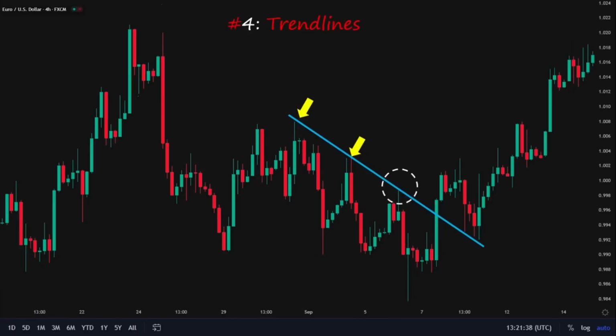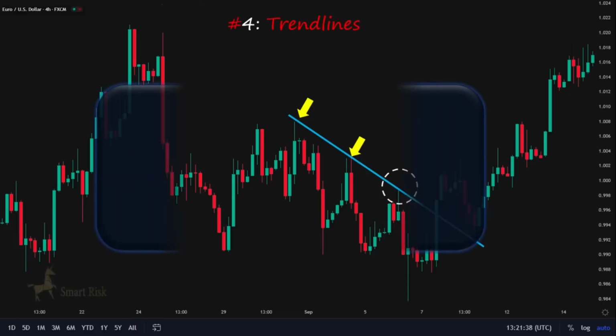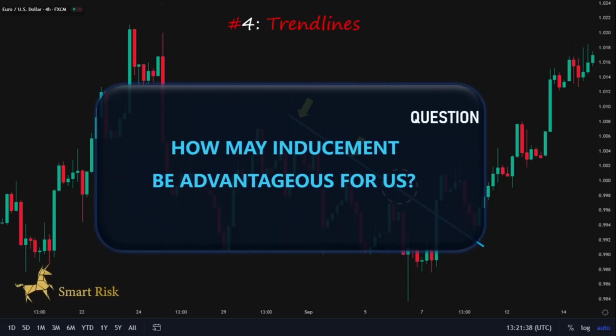This scenario is happening over and over in the market. Traders always see something on the price chart, and they place orders based on their analysis and trading plans, because they think it's the right time to take positions in the market. How may inducement be advantageous for us?